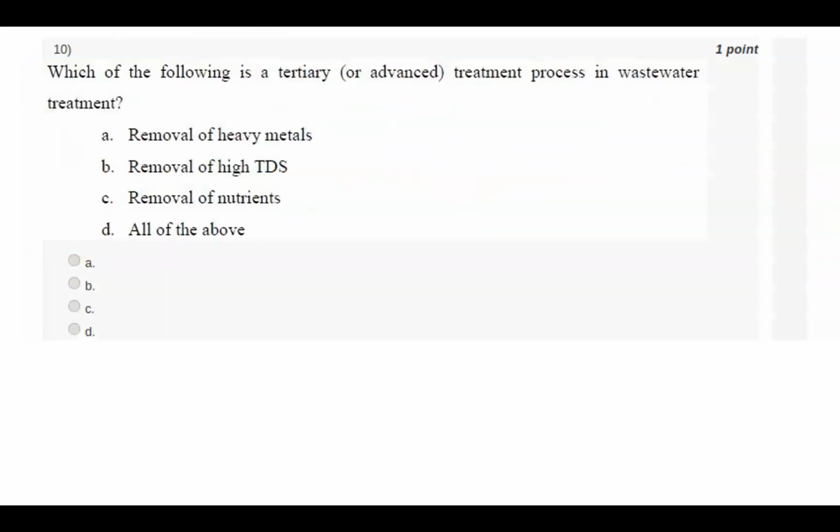Okay. So the 10th question, which of the following is the tertiary treatment process in water treatment? Four options are given: removal of heavy metals, removal of high TDS, removal of nutrients, all the above. Which one is for the tertiary treatment process? What is the tertiary treatment process here?